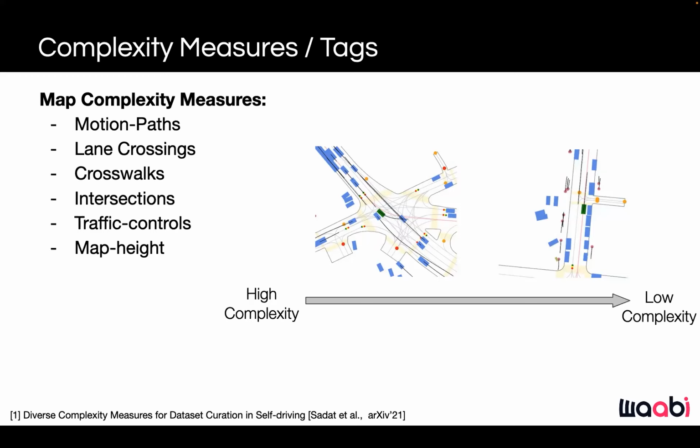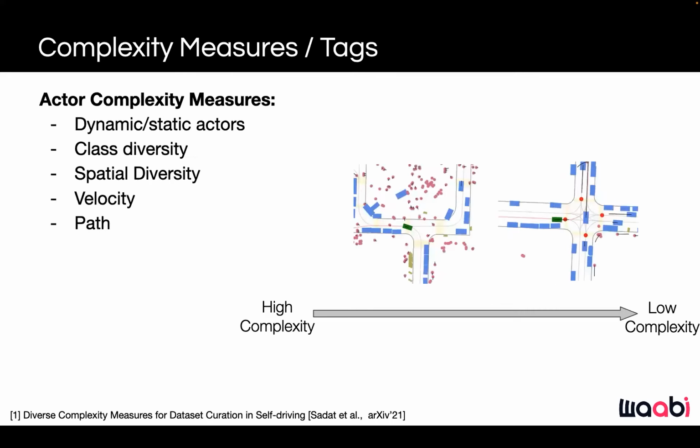Do you have crosswalks versus not? Do you have lane crossings? Do you have a railroad on this map that might make it really complicated for the system to handle? Do you have traffic lights? Do you have San Francisco, right? Map height, meaning changes of slope, etc. Lombard Street, for those of you that have been in San Francisco, might be very complex as well. So you can define all these things that make sense.